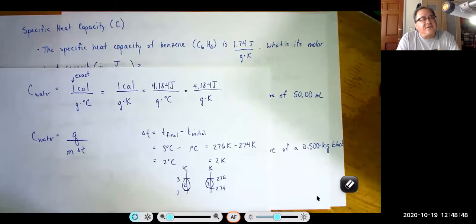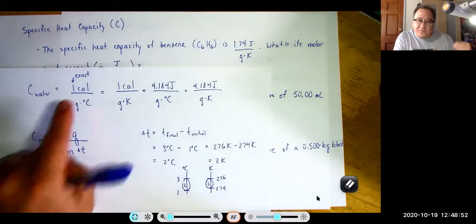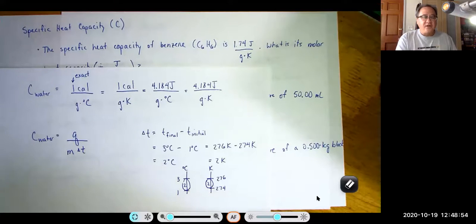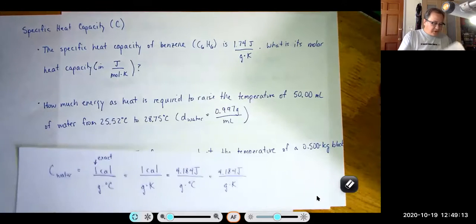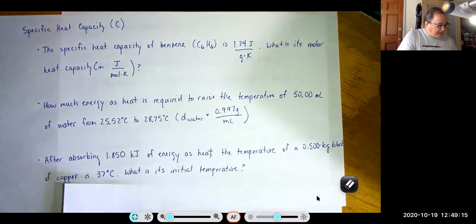No, actually, let me think. For gold, it's like 0.113 calories. Gold has a much smaller specific heat capacity, which means it doesn't take much energy to change its temperature by 1 degree Celsius. So that means if you want to cook with a gold pan, it's going to be better than cooking with a water pan because the gold pan will heat up faster. It'll be a little more expensive. Okay, so that's the idea behind specific heat capacity.